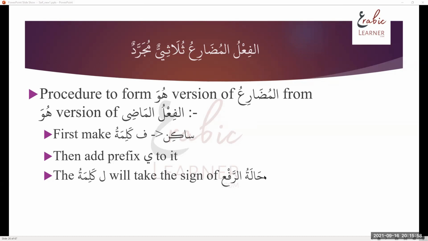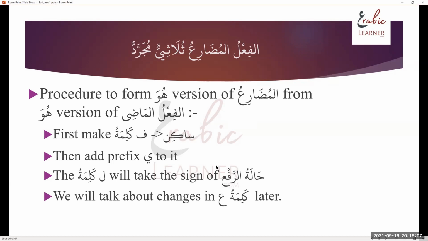Fa kalima takes sukun. What about ain kalima? So ain kalima, very soon you will know it. Okay, I'm not talking about ain kalima now. Okay, let's go step by step. First, find out how to make the Mudaare from Maadhi to the Hua version. Now, this is the procedure for that.